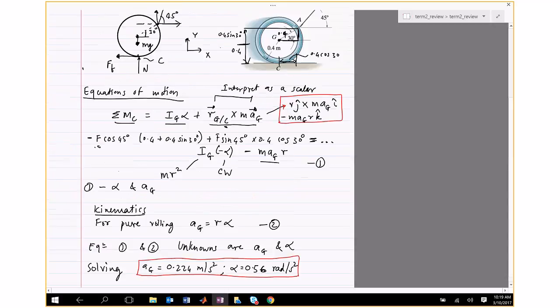Okay, now my question to you is, I solved for Ag and alpha. If I asked you to find the friction force and normal force, what would you do? We have only used one equation. We've still not used two equations: force equilibrium in the x direction and force equilibrium in the y direction. You can use those two equations. There'll be exactly two unknowns, SF and N, and you can solve for those two unknowns. Any questions on this?